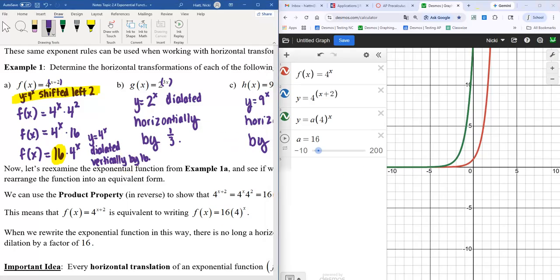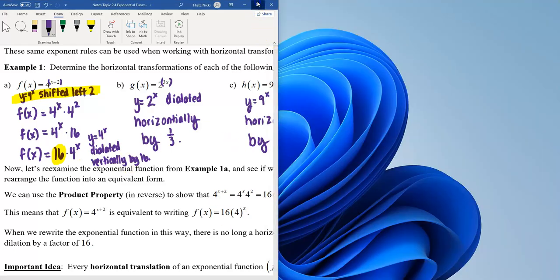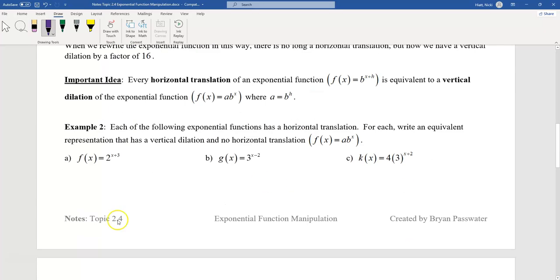All right, so if we've got f of x equals 2 to the x plus 3. Currently, Asher, we have y equals 2 to the x, and what type of transformation do we have?